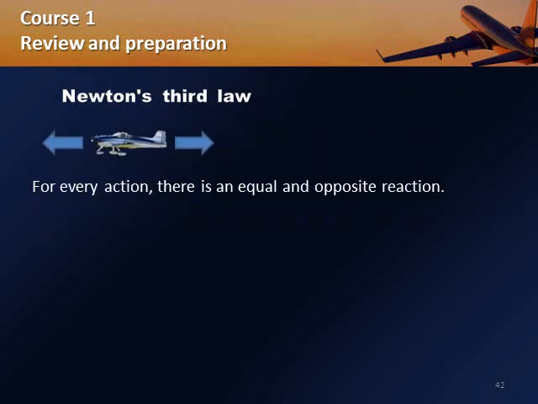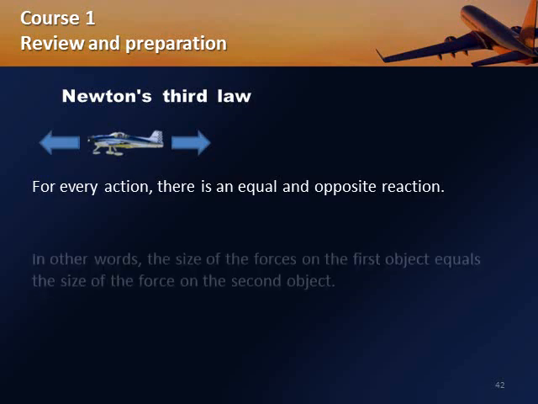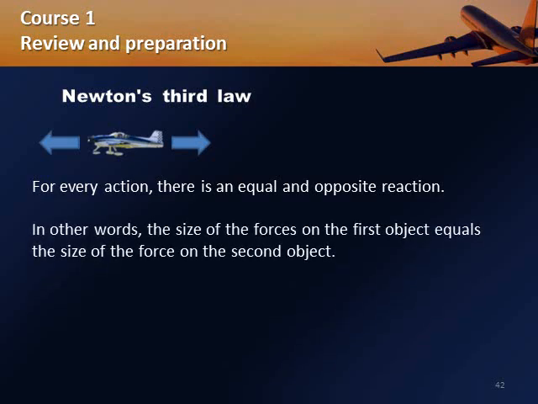For every action, there's an equal and opposite reaction. If you're flying forward, there's also drag involved. So, in other words, the size of the force on the first object equals the size of the force on the second.